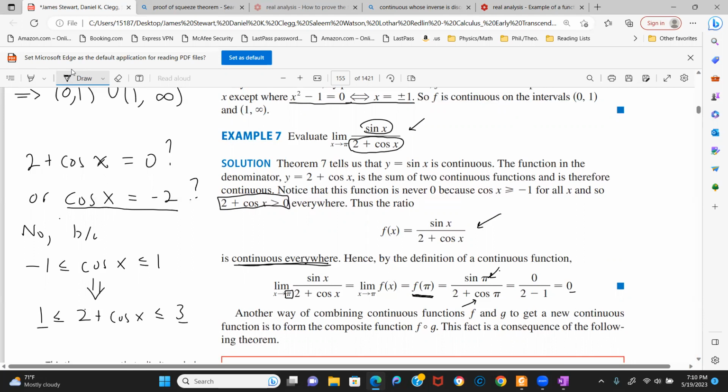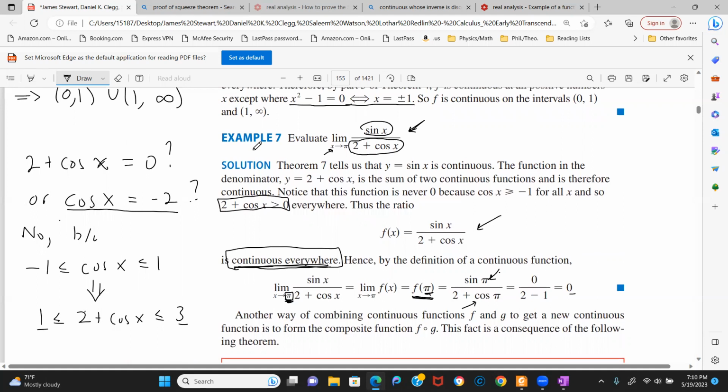So I guess I didn't realize that we were evaluating the limit. I thought we were determining where this thing is continuous. But that's fine. We determined where it's continuous, and that allowed us to compute this limit. In fact, we can take the limit as x approaches any number of this quotient because we know this thing is continuous. It's defined everywhere. It's continuous everywhere. So we can compute the limit in this way for any number, not just pi. So that's that example.